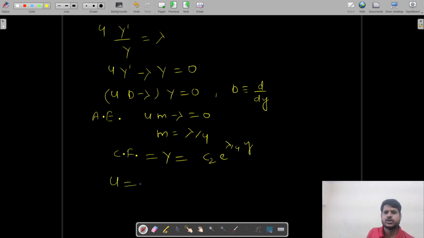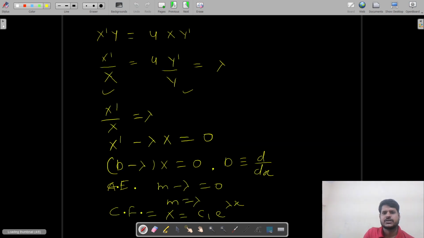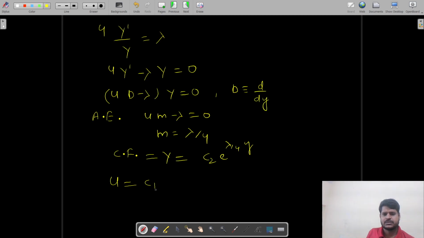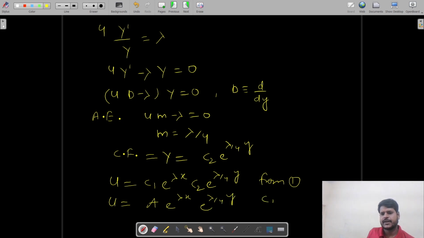So we have u is equal to, now put the value of capital X, that is C1 e raised power lambda x. Now the value of capital Y is C2 e raised power lambda upon 4y. From 1, I am putting the value of capital X and capital Y. Now this can be written as capital A e raised power lambda x e raised power lambda upon 4y. Here I consider C1 C2 is equal to capital A, that is a constant. Now this is equation second.